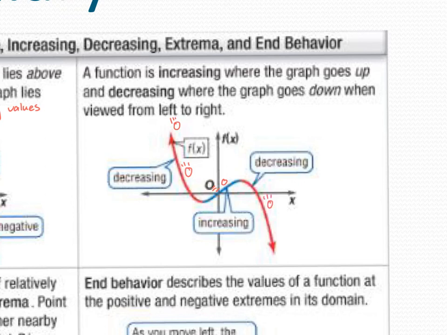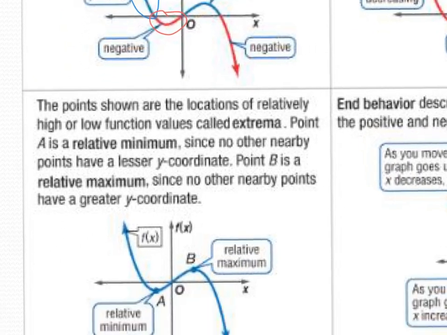Whenever you're looking for increasing and decreasing parts of the graph, it's important to remember we read from left to right. So that's always how the graph is going to go, from left to right. So if ever you question which way is it going, start at the left and go to the right.